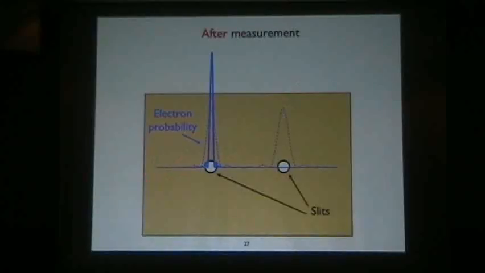Question? Yeah. I think this happens if you just have the possibility of measuring, even if you don't measure. If I don't make the measurement, I'll see the interference fringes. Oh, you mean if I add the apparatus, but don't actually do it myself? Yeah. As soon as the detectors are there, whether they're switched on or not, you don't see the interference.